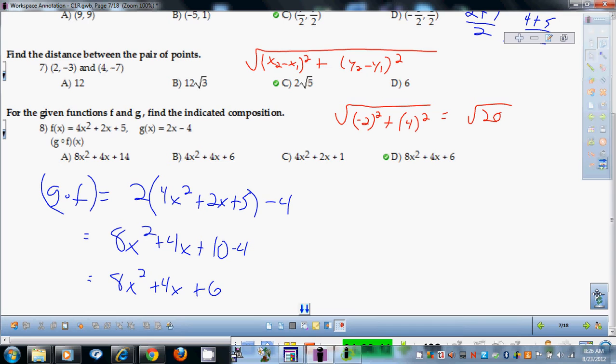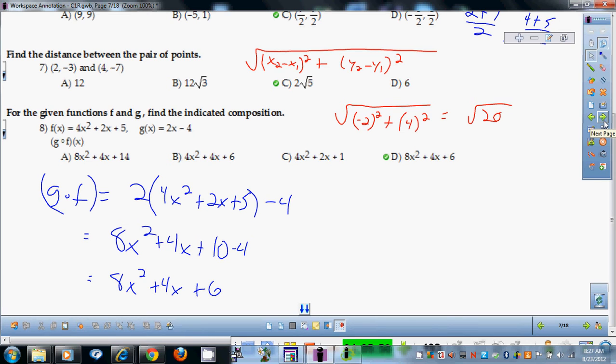Questions on that problem? Just plug one function into X for the other function. No questions? Alright, we're over a third done. Making good progress here. Anybody need me to leave this up there for a moment?